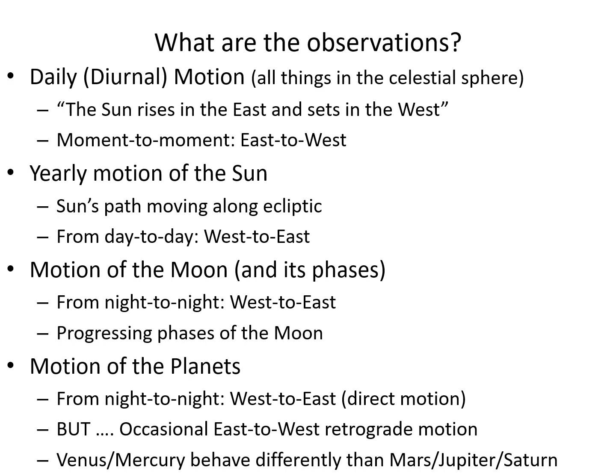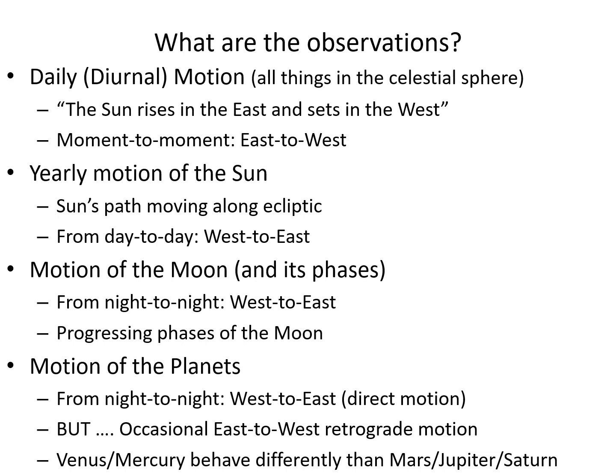So we have a set of observations. We have the daily motion that all things are subject to. All things rise in the east and set in the west. This daily motion from moment to moment is east to west. We have the yearly motion of the sun. So throughout the course of a year, the sun travels west to east along the ecliptic through the entire celestial sphere. We have the monthly motion of the moon as it also passes through its phases, also west to east, taking about a month to progress more or less along the ecliptic.